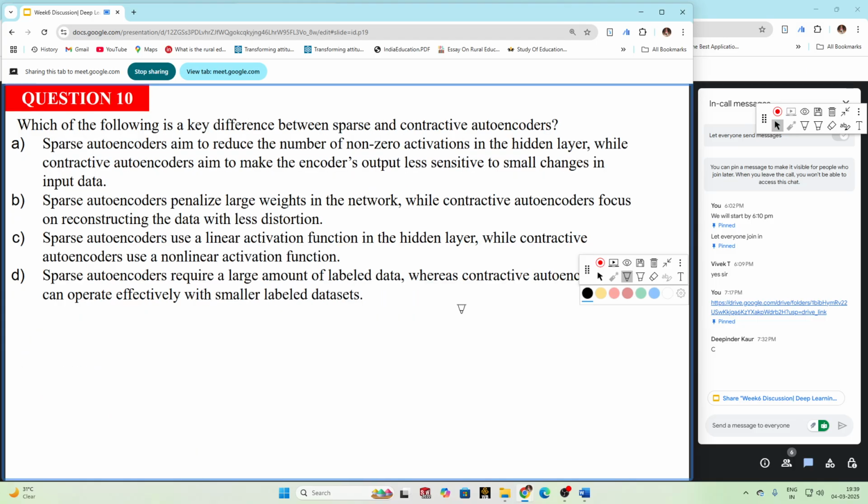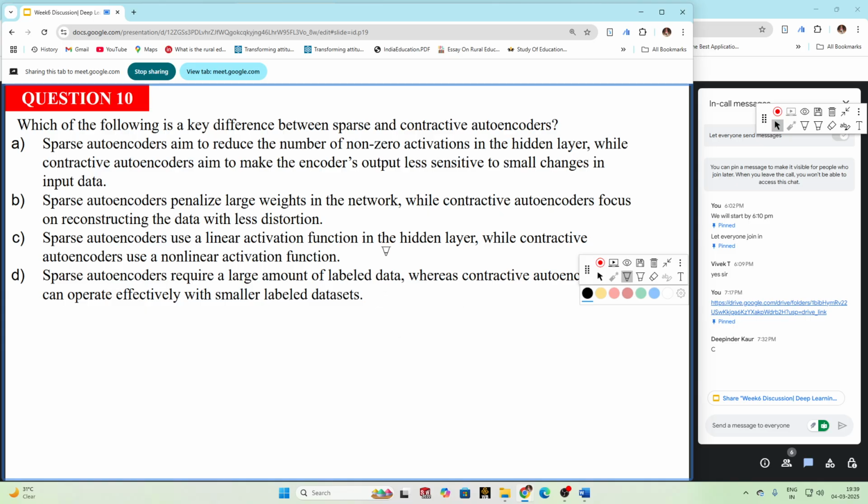Now we are left with the last question. Which of the following is a key difference between a sparse and a contractive autoencoder? Option A, sparse autoencoder aims to reduce the number of non-zero activations in the hidden layer, while contractive autoencoder aims to make the encoder's output less sensitive to small changes in input data. Option B, sparse autoencoder penalizes large weights in the network, while the contractive autoencoder focuses on reconstructing the data with less distortion. Option C, sparse autoencoder uses a linear activation function in the hidden layer, while contractive autoencoder uses a non-linear function in the hidden layer.